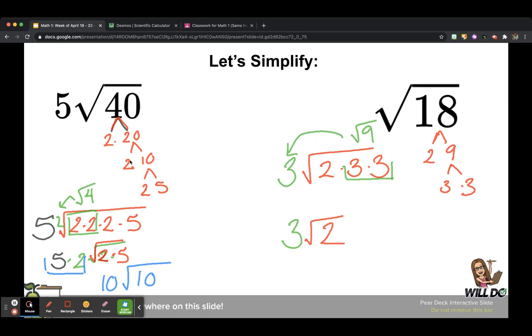So again, we're just simplifying our radicals today, which is another word for the square root sign.